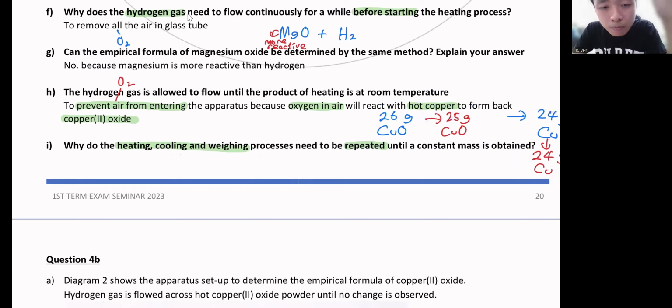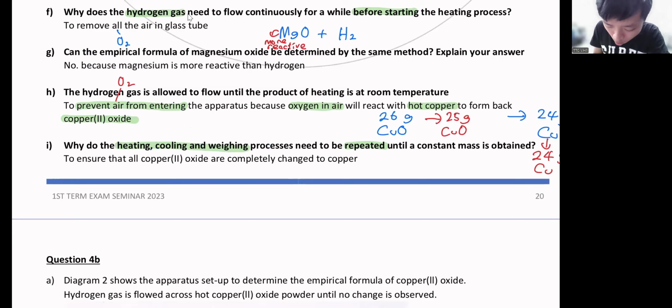So that's why you have to repeat 3 times. You cannot only repeat weighing, because when you heat, the solid normally forms a white film, or normally they are in a gaseous state. So to make sure, you have to cool down first. Heating, cool down, then only weigh the mass. So you ensure all copper(II) oxide completely becomes copper. If it is 24 gram copper, now you can stop.